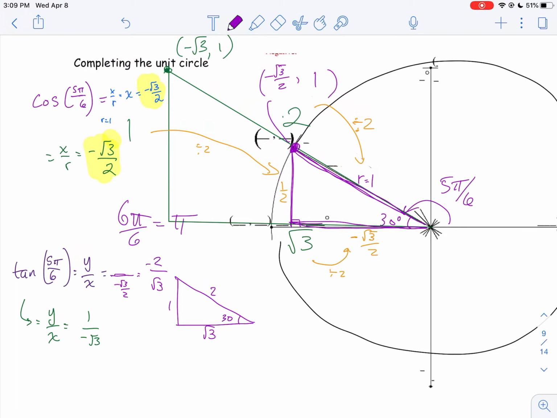My y value isn't 1. My y value is 1/2. So on the unit circle here, I copied this down incorrectly. Ooh, didn't want to do that. It should really be 1/2. That's coming from my y value here. Sorry, there's a lot going on here.